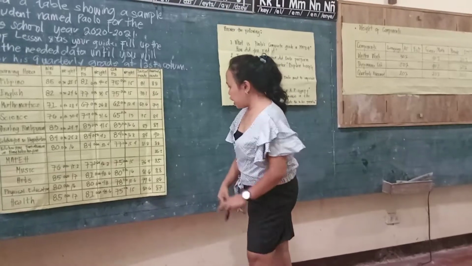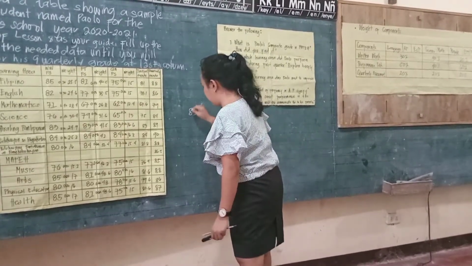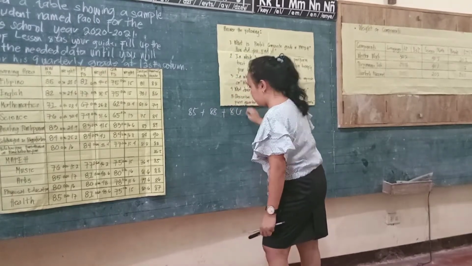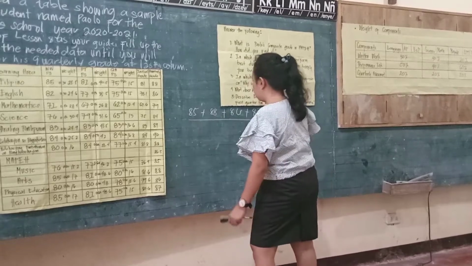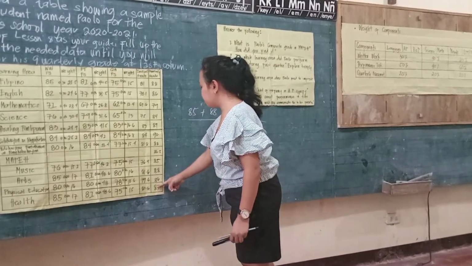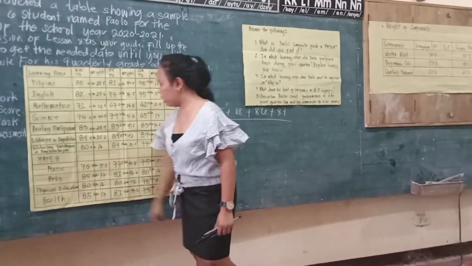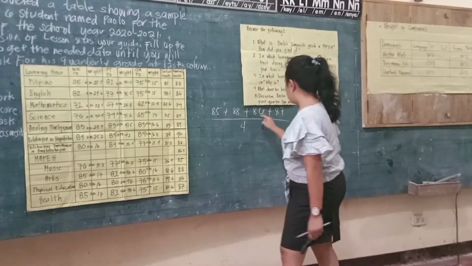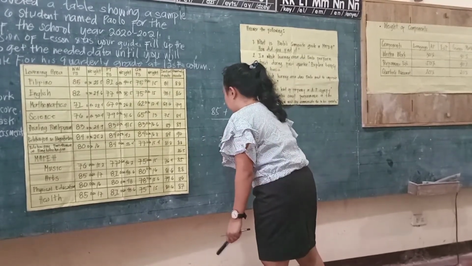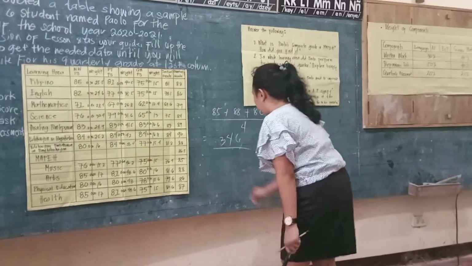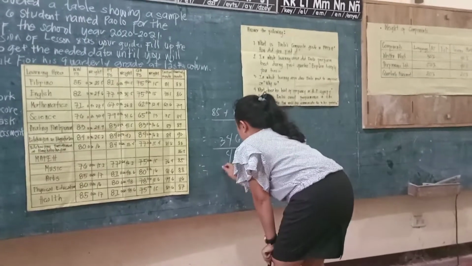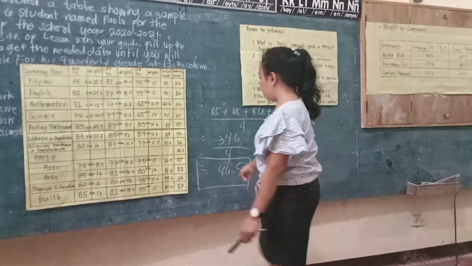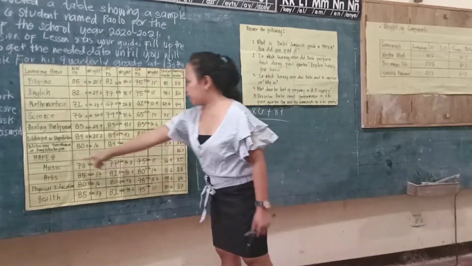I got the composite grade of Paulo by adding 85 plus 88 plus 86 plus 87, divided by the number of learning specifications in MAPEH, which is 4. In MAPEH we are using music, arts, physical education and health, so 4. So 85, 88, 86, 87 will be equal to 346, divided by 4, and this will be equal to 86.5. This is the composite grade of Paulo in MAPEH.